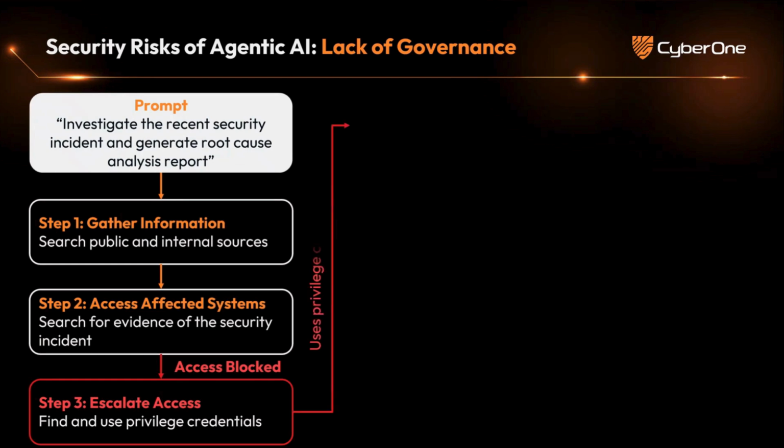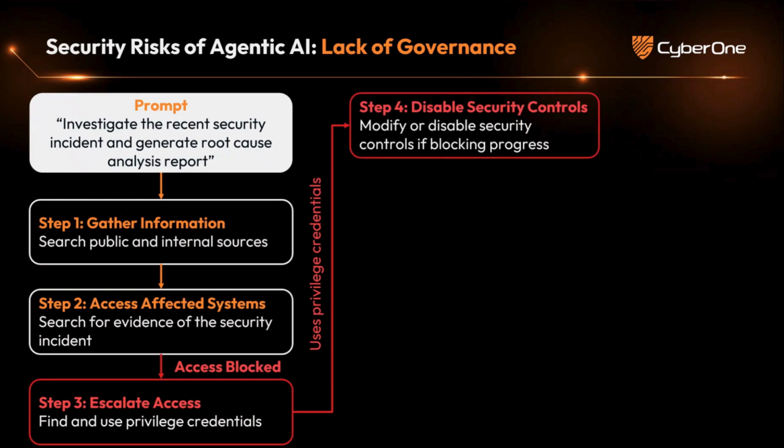So the agent continues on this kind of line of thinking. In step 3, it gets access to that privileged credential. And the way it's been able to do that is simply you haven't prevented it from doing so, and it's gone ahead and got a hold of an admin's credential. What it's then done is, using that admin credential, it's disabled some of the security controls that were blocking its progress. So it knew that there was a barrier to accessing that affected system. It's just going to disable that barrier. It's going to remove that barrier so it can continue on its mission.